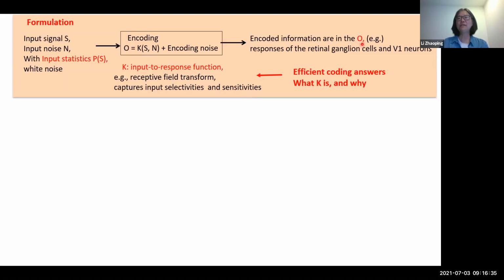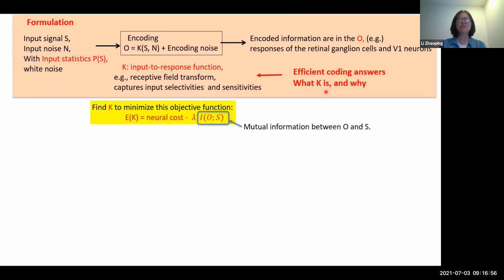And then you get this response O in, let's say, retinal ganglion cells, V1 cells. They contain information about the input. So that's what that means. They are encoding information by their responses. Efficient coding answers what this transformation K should be, and why? Why is for efficiency, for information, okay?